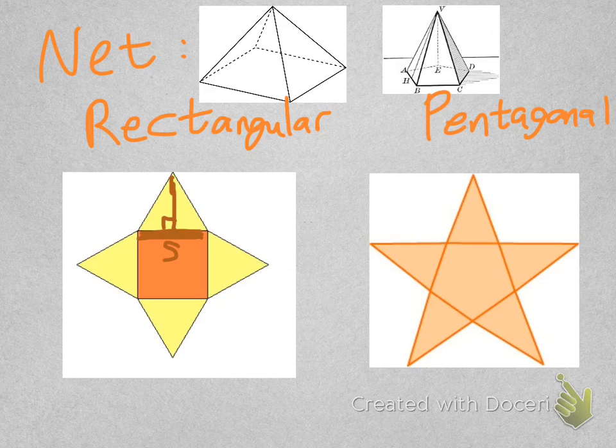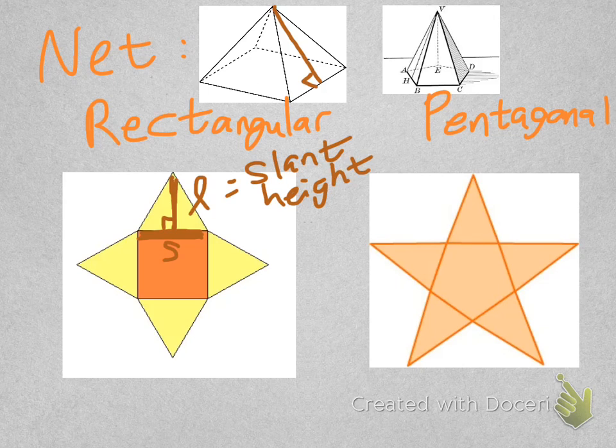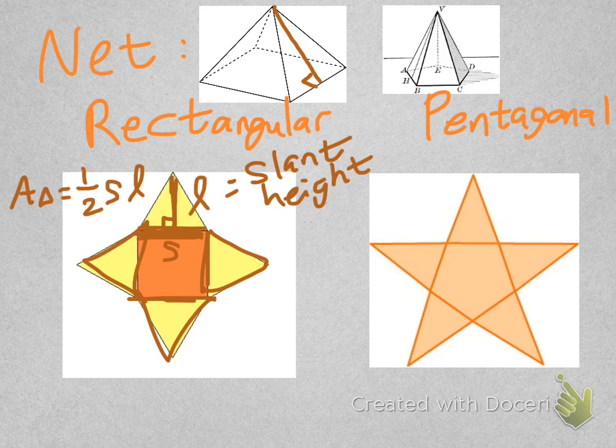And this is the height, but it's the height of what? It's the height of one of my lateral faces, which we just said is called the slant height. So what we call that is L. L stands for slant height. So then the area of this one triangle is what? It's just 1/2 the base of that triangle, which is the side length, times L. Well, how many of those triangles do I have? I have 1, 2, 3, 4. I have 4 of those triangles, and I'm assuming this is a square.